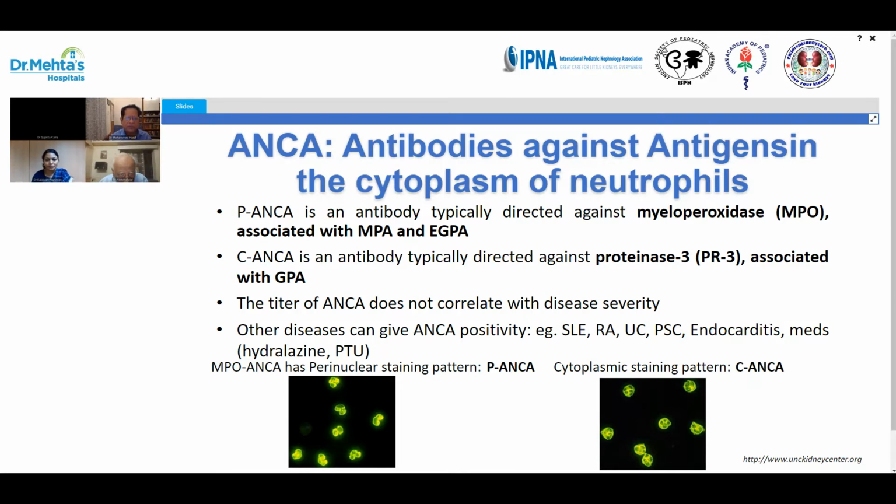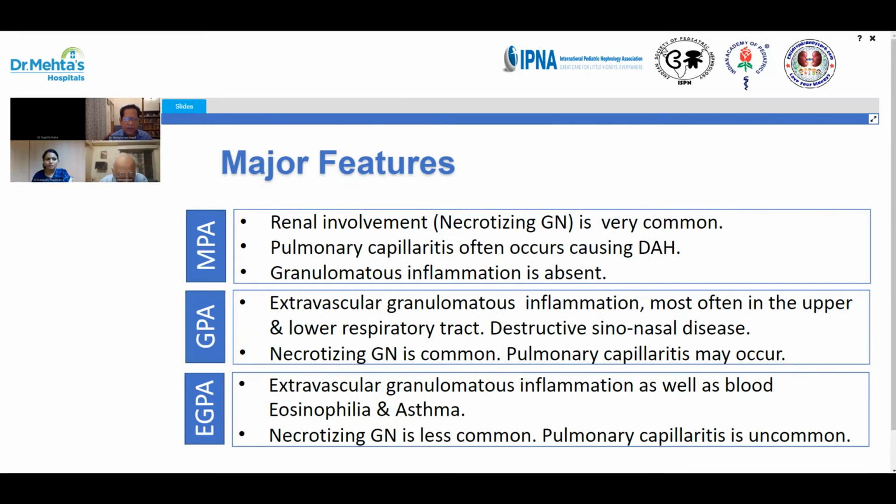So there are three major types of ANCA vasculitis. One is microscopic polyangiitis. They present with renal involvement, where necrotizing glomerulonephritis is very common, and there is also pulmonary capillaritis, often with pulmonary hemorrhage. Granulomatous inflammation is absent in microscopic polyangiitis.